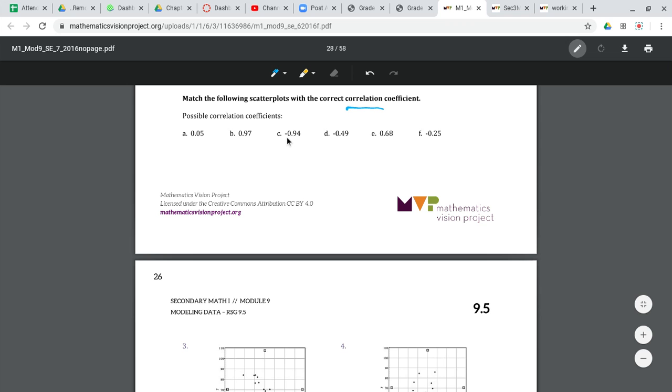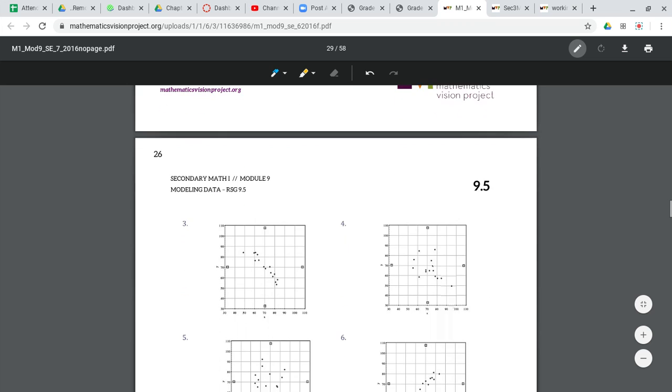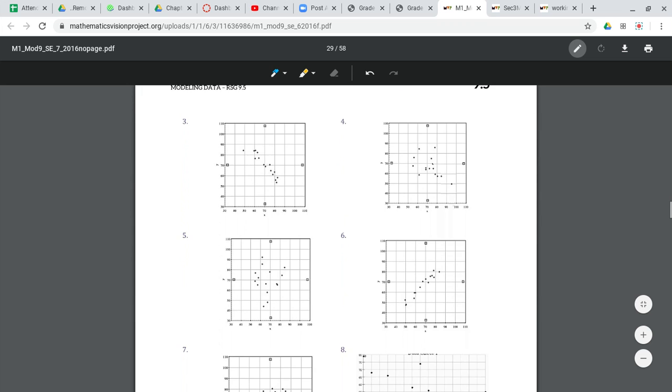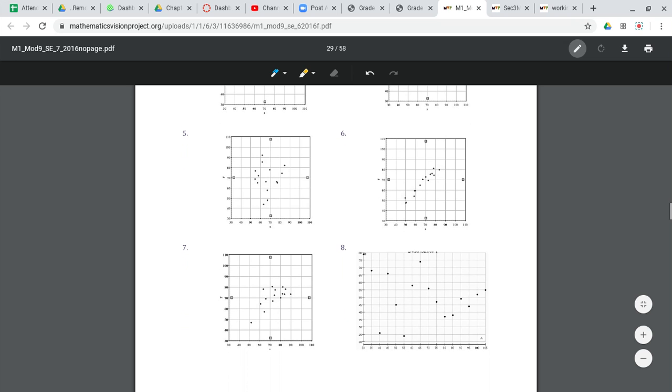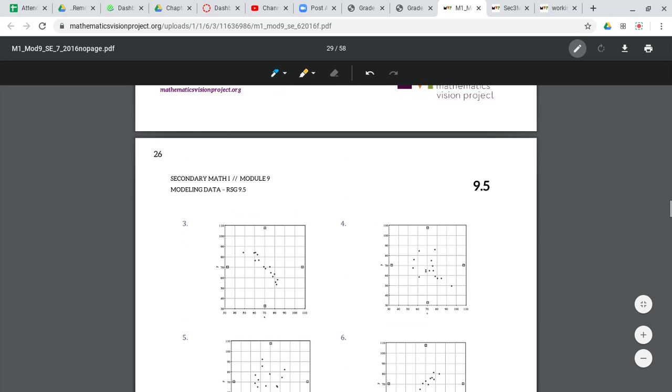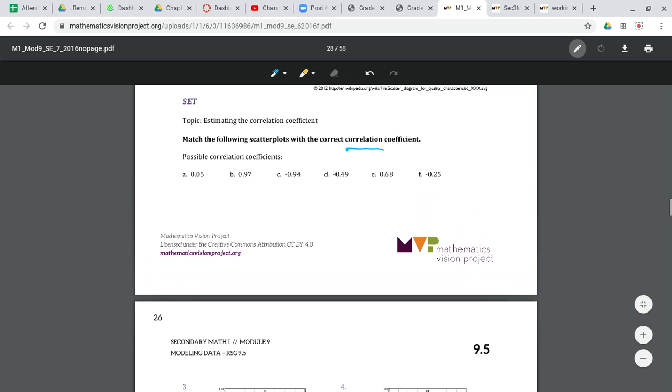So you notice on here we have C, D, and F. They're all negative correlation coefficients. That means they're going to be going with data that would have a negative slope to it if we were to draw a line for it. So that's what the negative looks like.